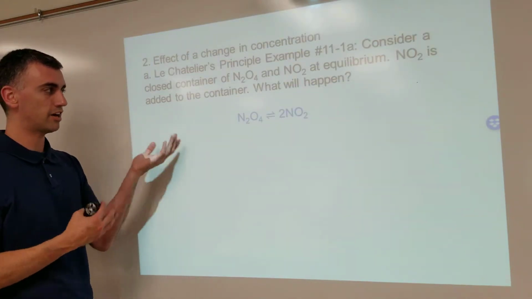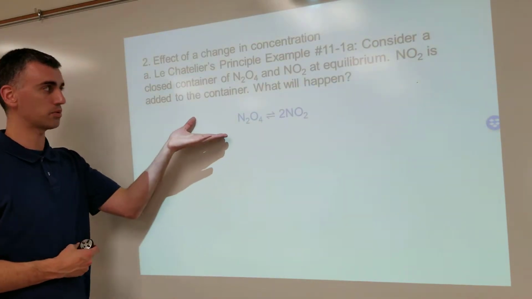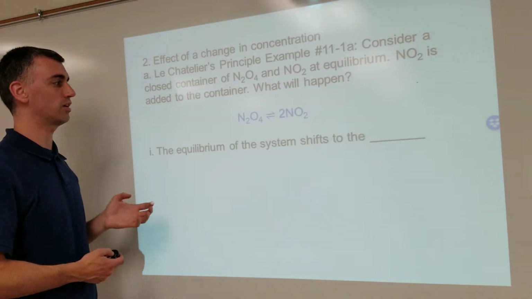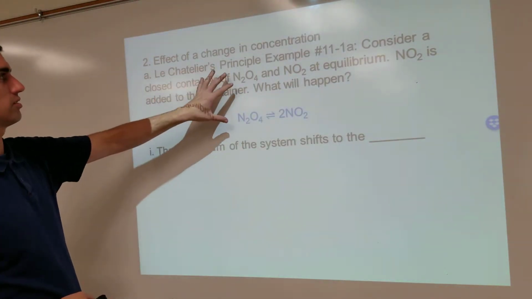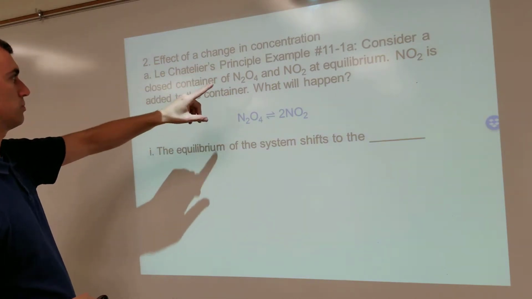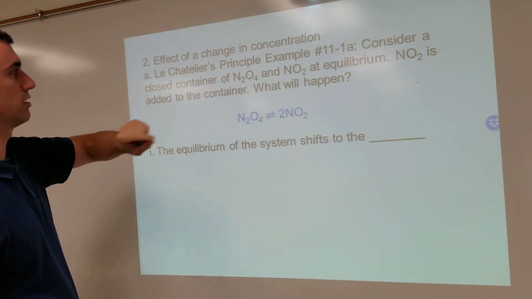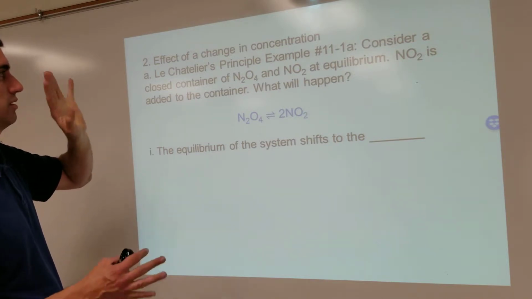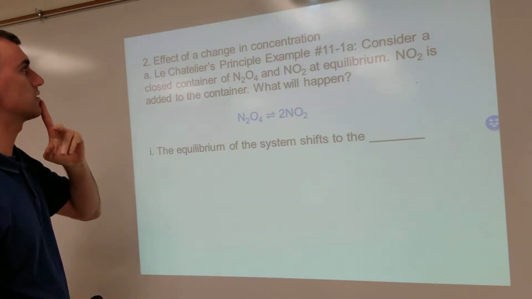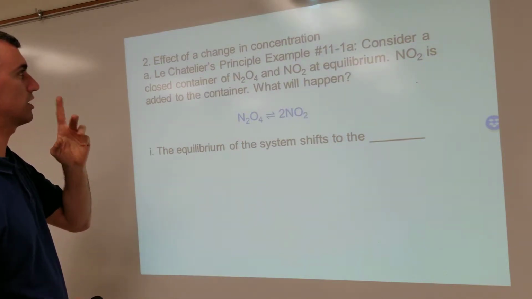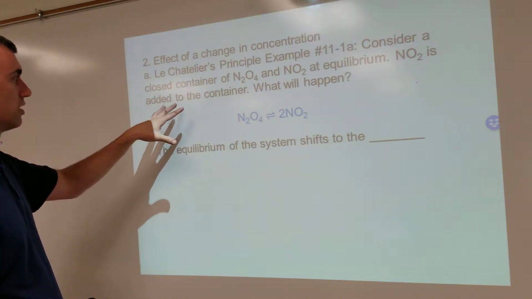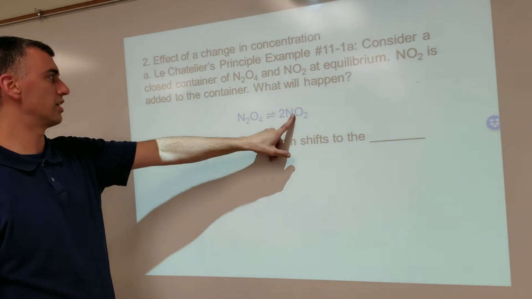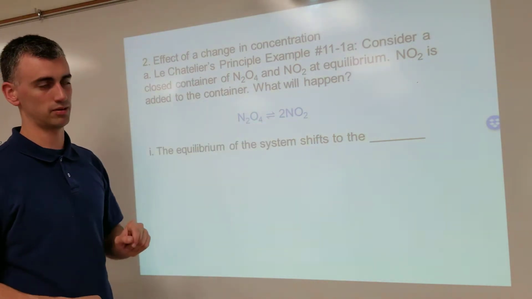So an actual chemical system, here's the simplest possible one. It gets the idea across. So the way it works, we look at this one right here. I see that the numbering is not correct, but it works. Okay, so Le Chatelier's principle. Consider a closed container with these two chemicals. If you add this one, what will happen?